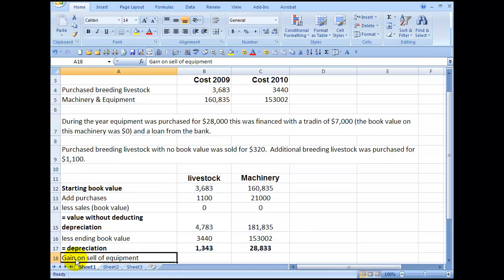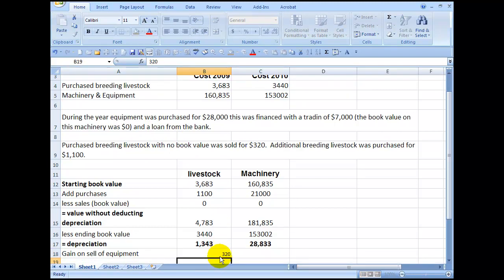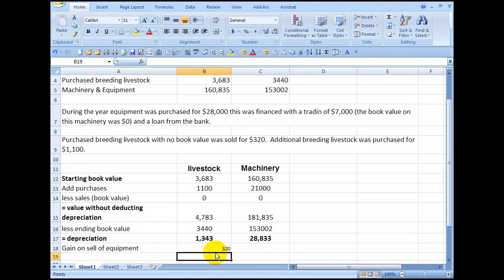Here, it's important to think about what would be your gain on the income statement. For the purchase breeding livestock, it had zero book value and it was sold. So there was a $320 gain on the income statement from that purchase breeding livestock. Let's make that a little bit bigger so that you can see it.